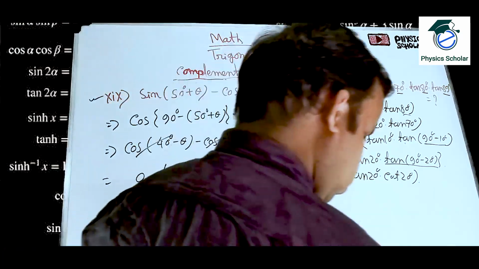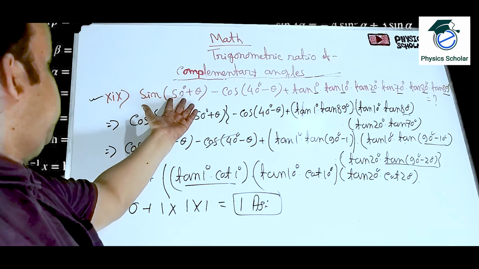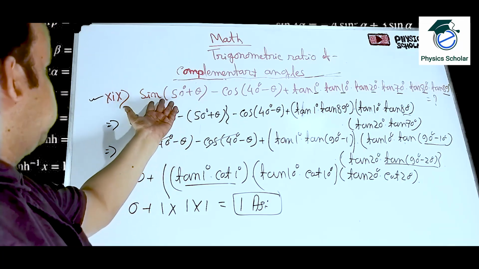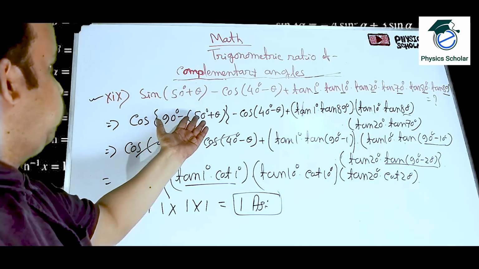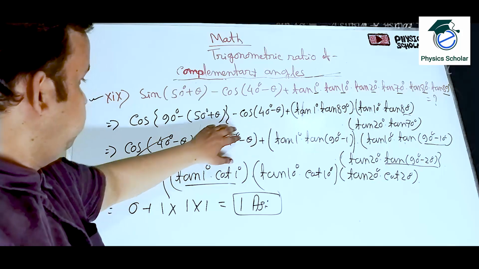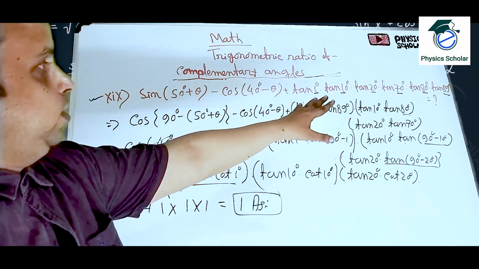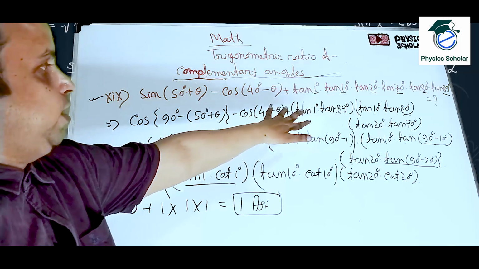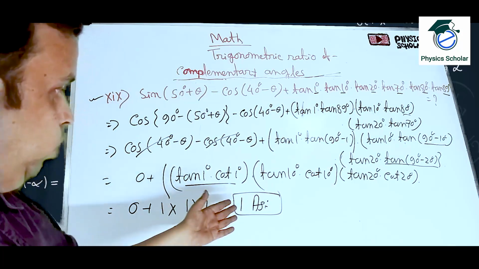Clear? So students, hope you have understood this. This part only is a little bit tricky. So sin theta, 50 plus theta means sin, cos 90 degree minus 50 plus theta. So this and this are same, so that will be cancelled, so it will be 0. We are only rearranging the complementary angles together and it is coming 1. So the answer will be ultimately 0 plus 1 means 1.